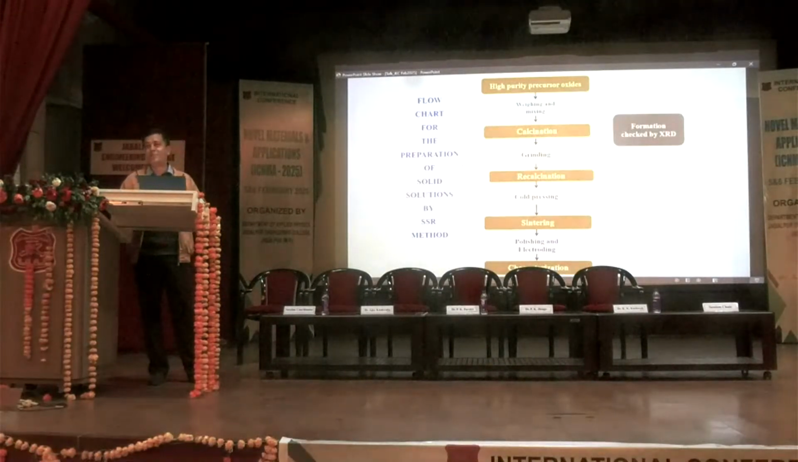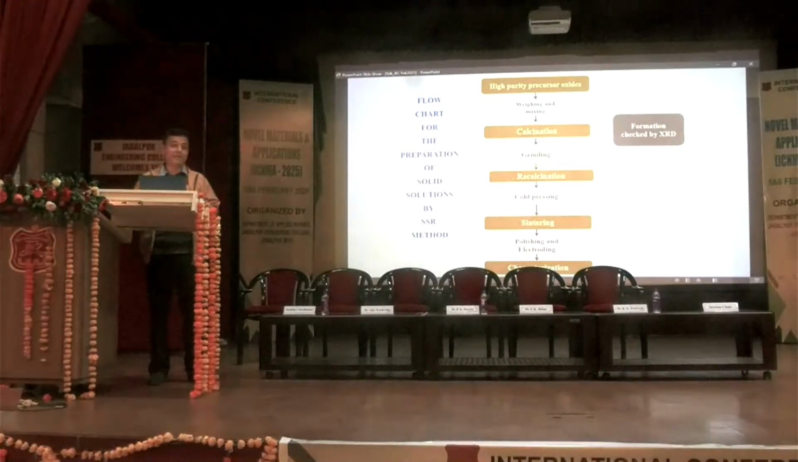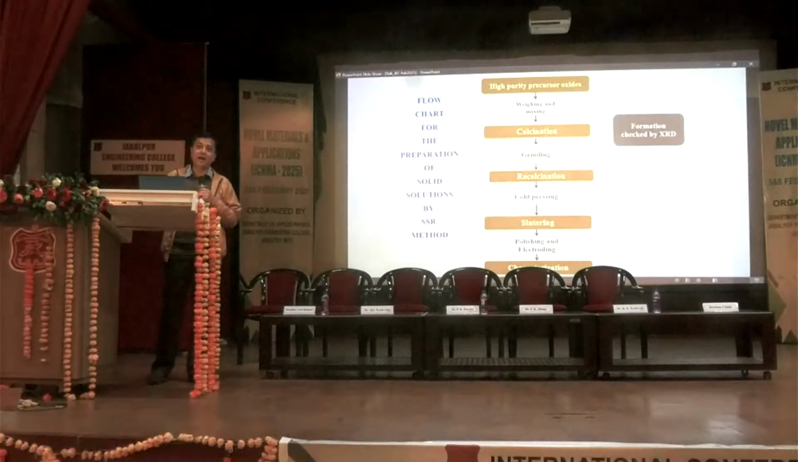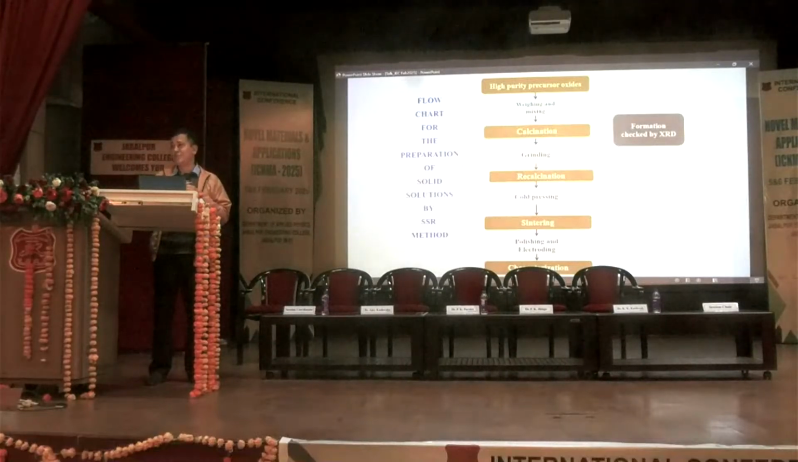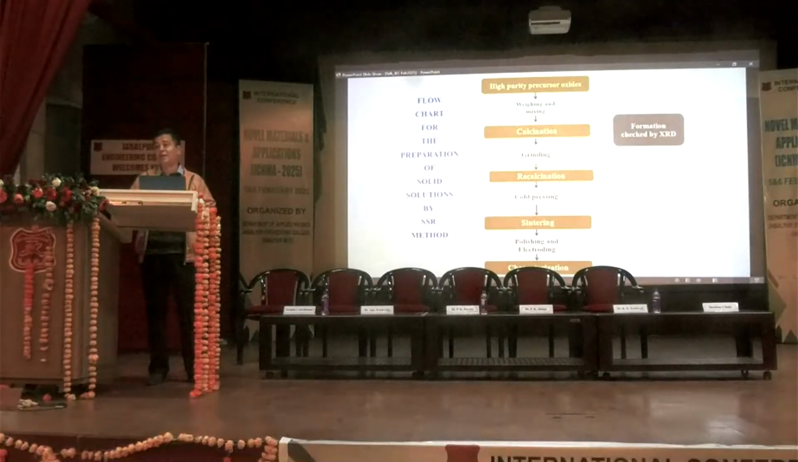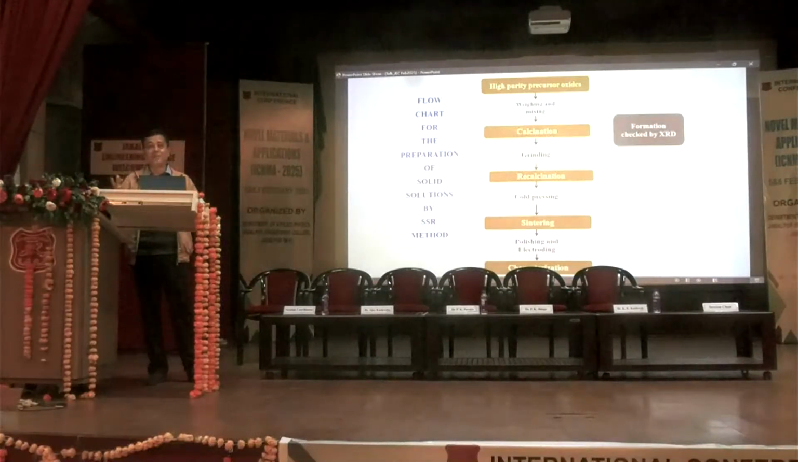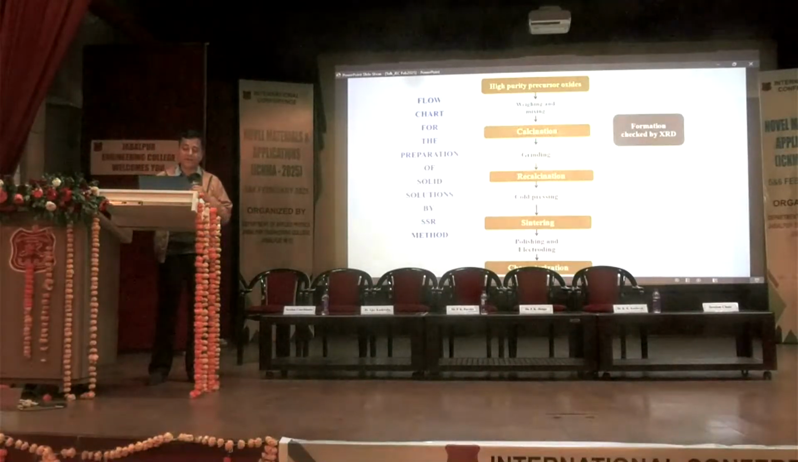So you do not have to do much hard work by hand. That is the advantage. But the machine is also costly. If you take a single jar ball milling machine, it may be around 14 to 15 lakh. If you take a double jar, it may be more than 20 lakh, and so on.